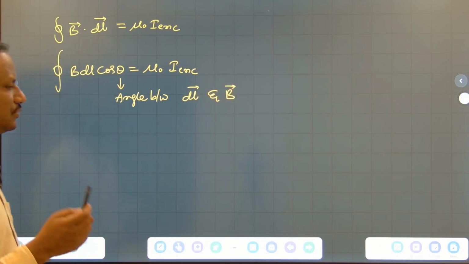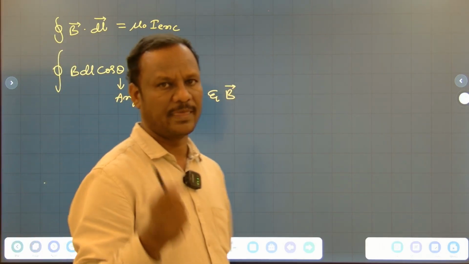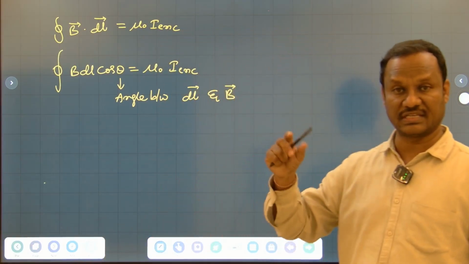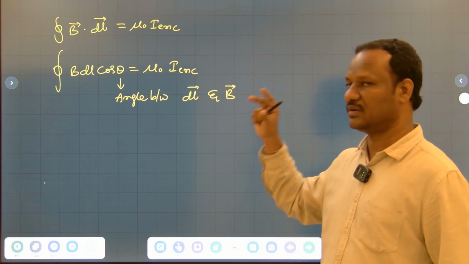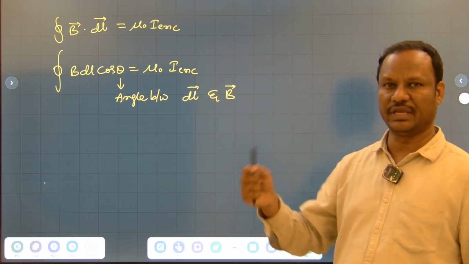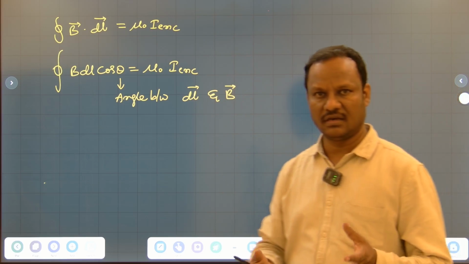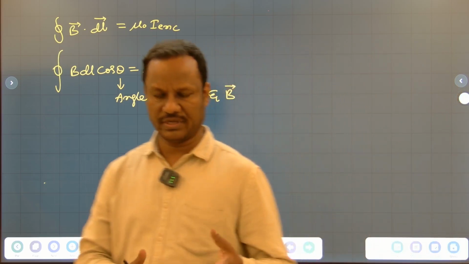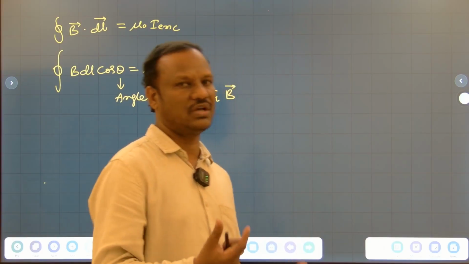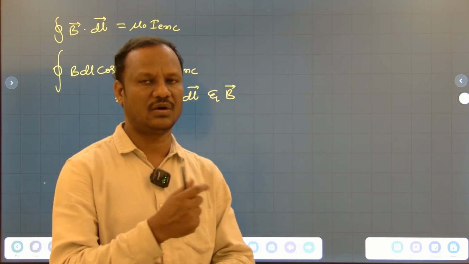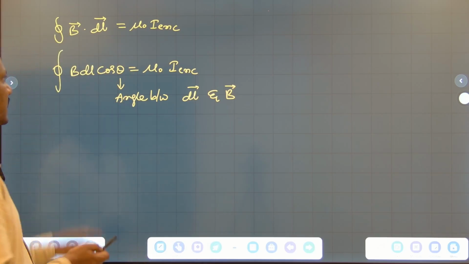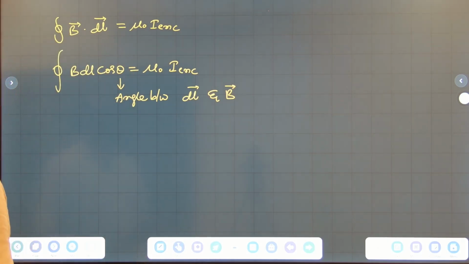By using this Ampere's law, we can calculate the exact magnetic field of a given region: inside a solid wire, a hollow cylinder, and a solid cylinder. The ratios of magnetic fields inside and outside can all be calculated by using Ampere's law.